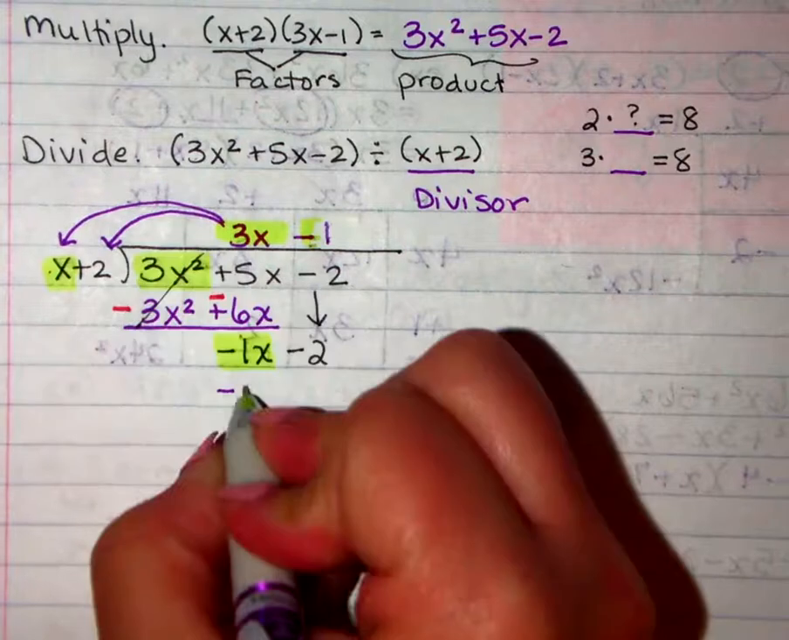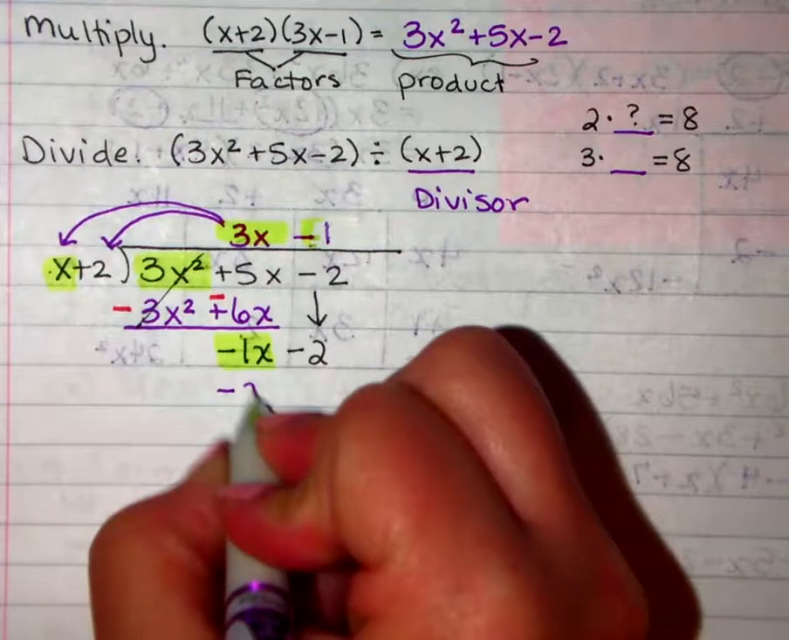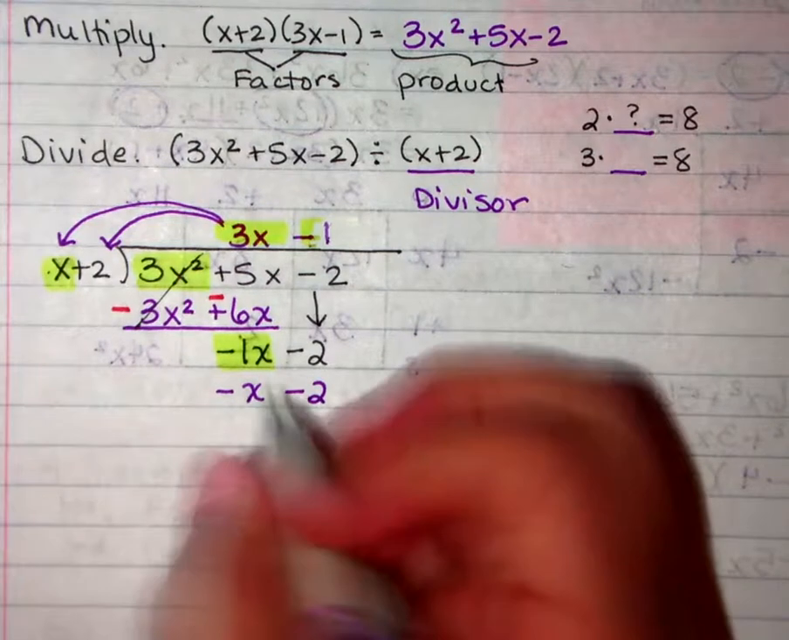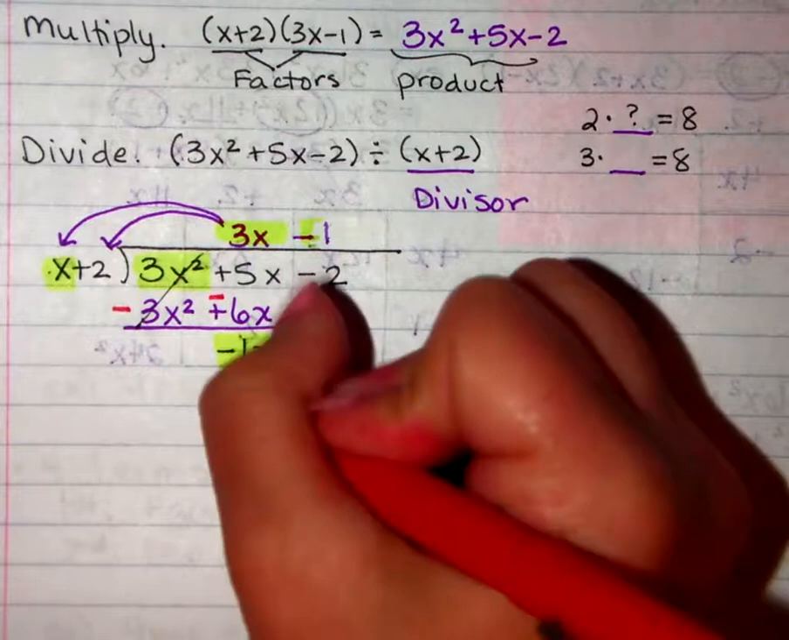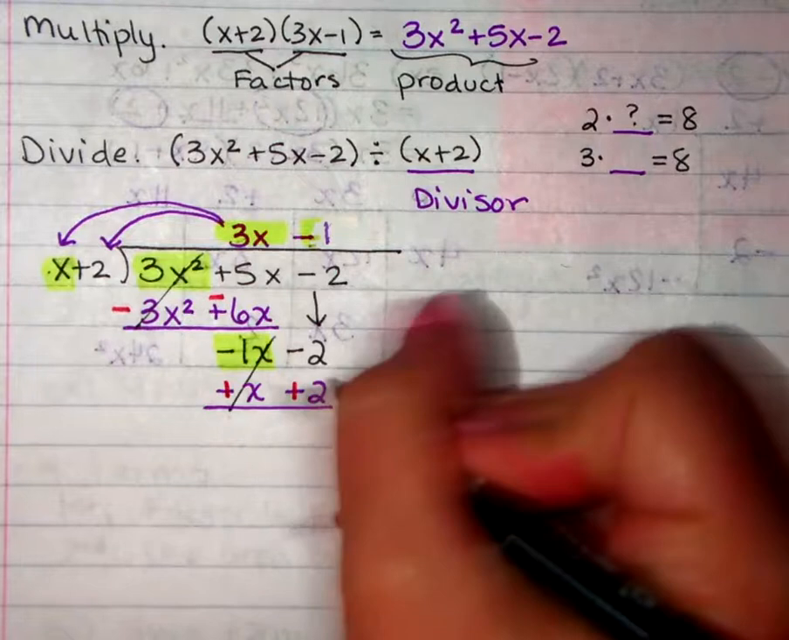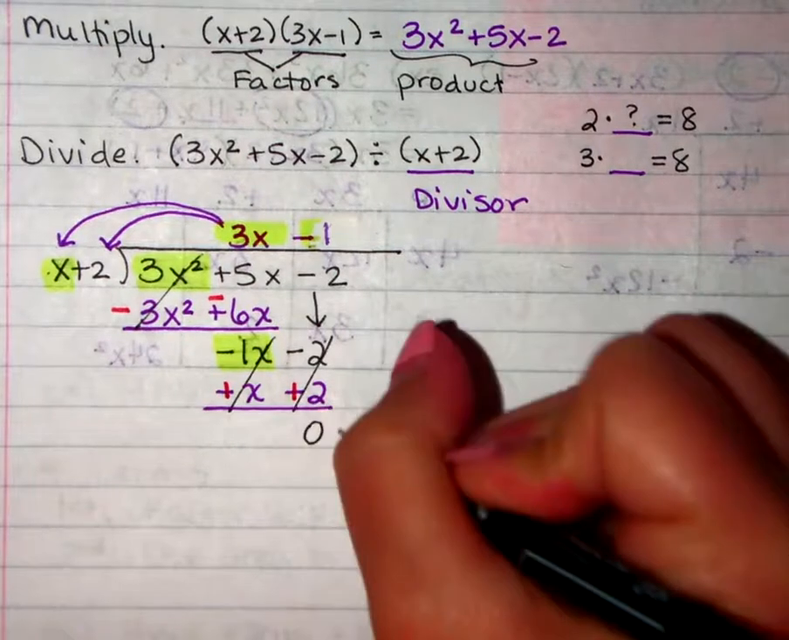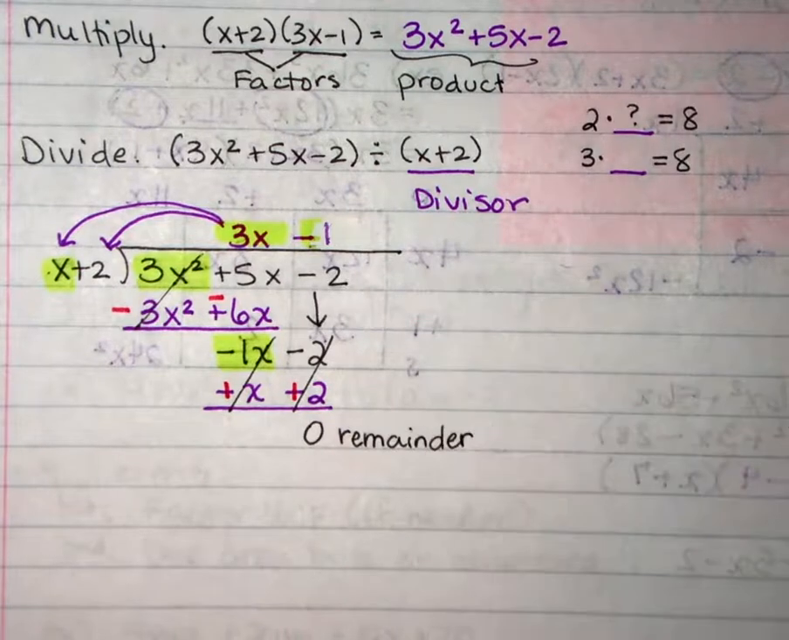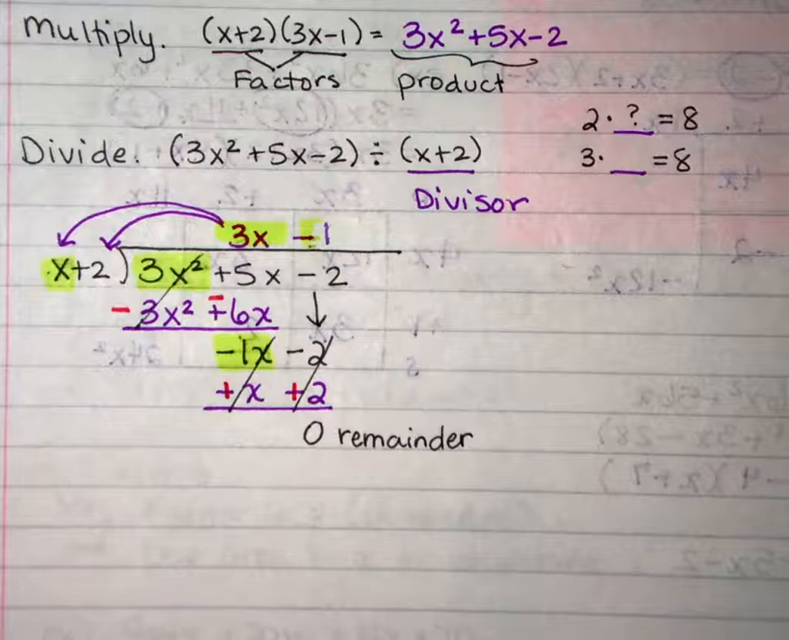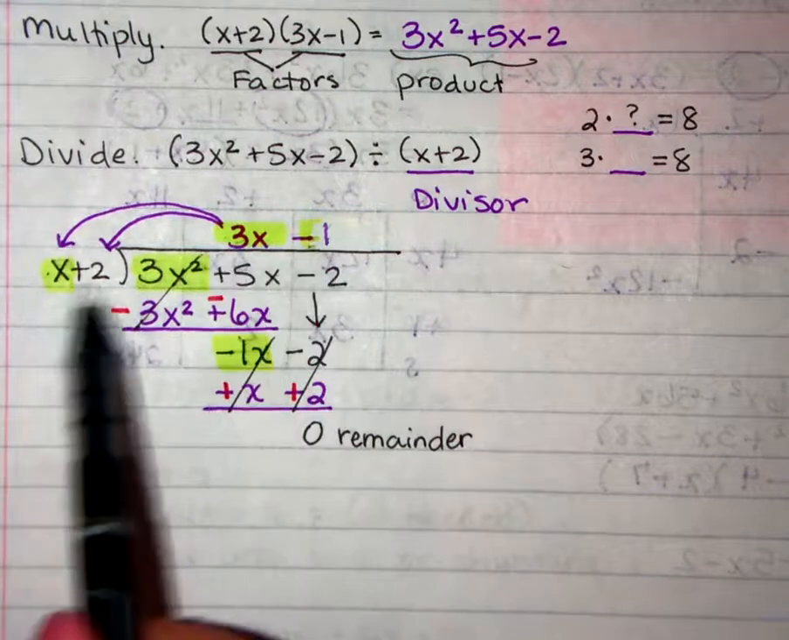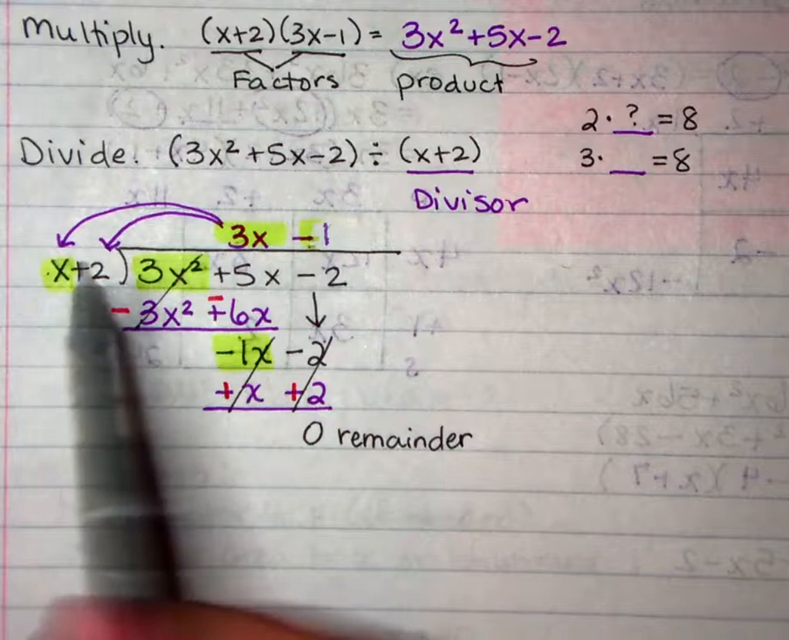So draw my line, change the sign, and then I'm going to add vertically. And it happens that all of these cancel out, and I'm left with no remainder. And so having no remainder is a good thing. Having no remainder means that, yes, I can take 3x minus 1 and x plus 2, and if I multiplied those together, I would get the polynomial on the inside.